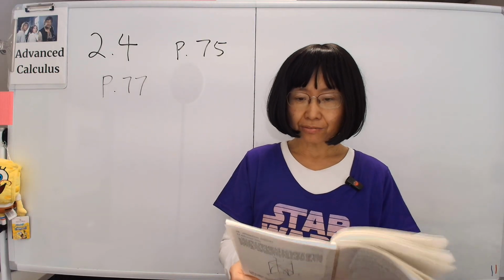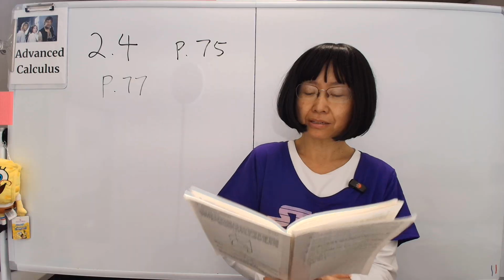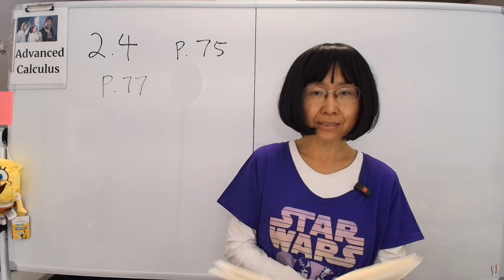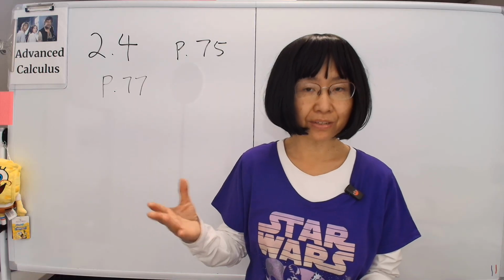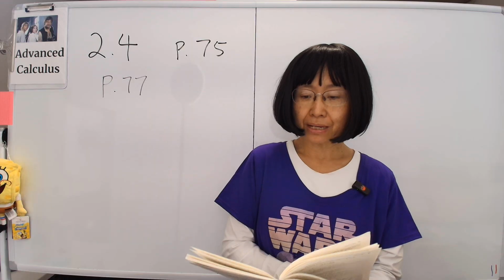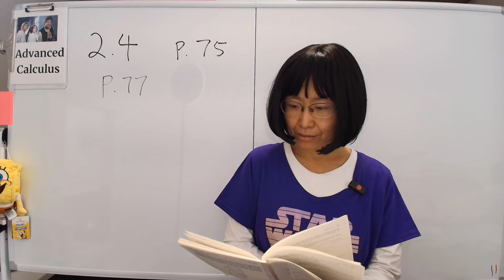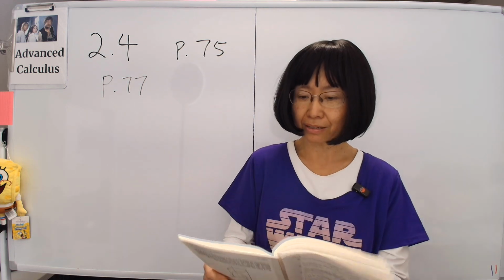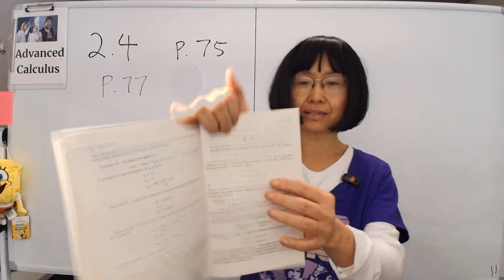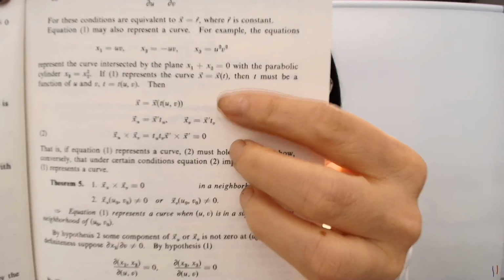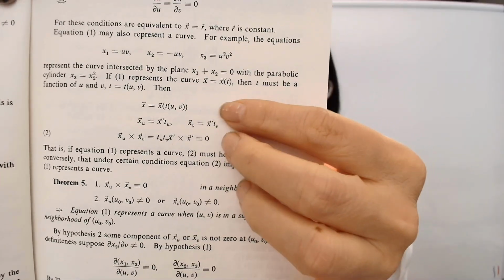All right. So next we consider theorem 5. But before that, we read this part where equation 1, that is x of u and v, the parametric representation, may represent a curve. Now, when would it represent a curve? Here's an example when it might. This thing, as given here, is the intersection of some plane and the cylinder. Now, please verify that yourself. That is a quick, easy verification, I believe.